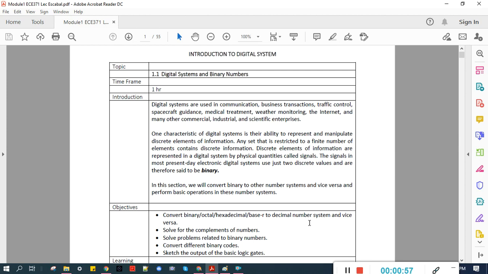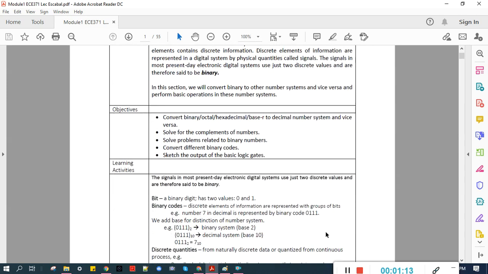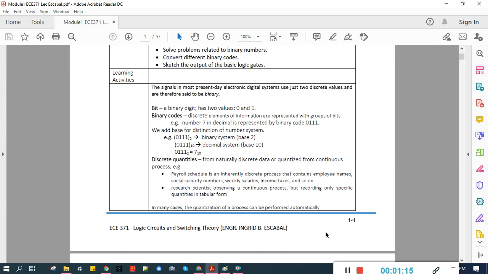Then to solve for the complements of numbers. Then to solve for problems related to binary numbers. Convert different binary codes. And then to sketch the output of the basic logic gates. Let's go to the main discussion.